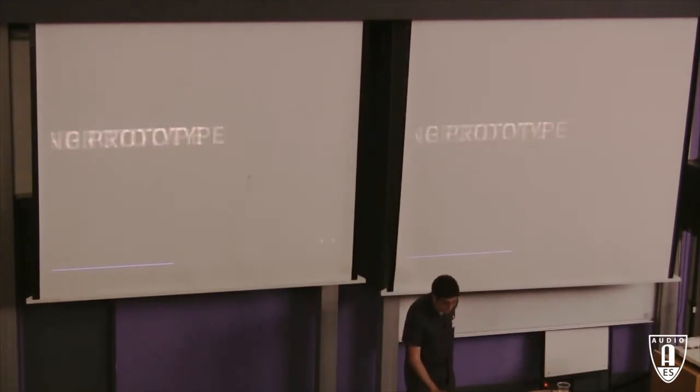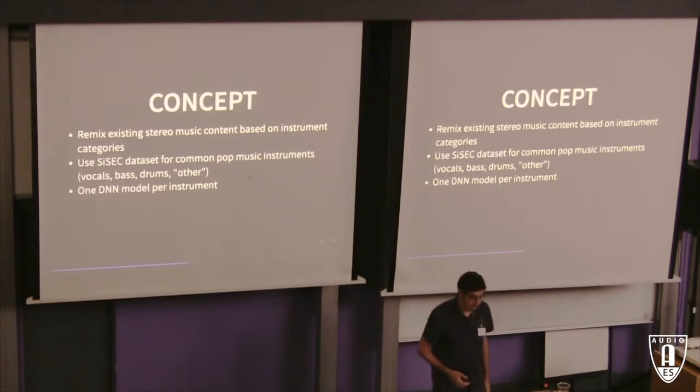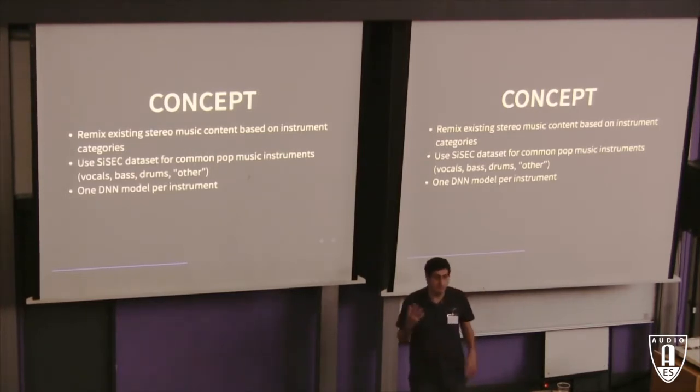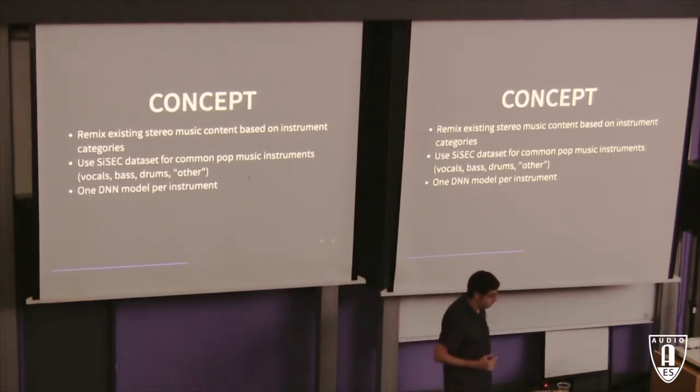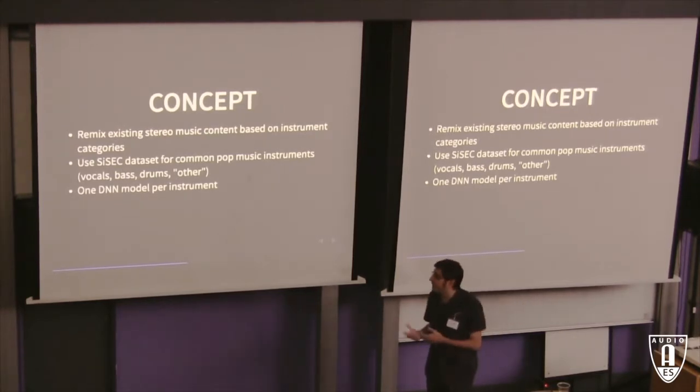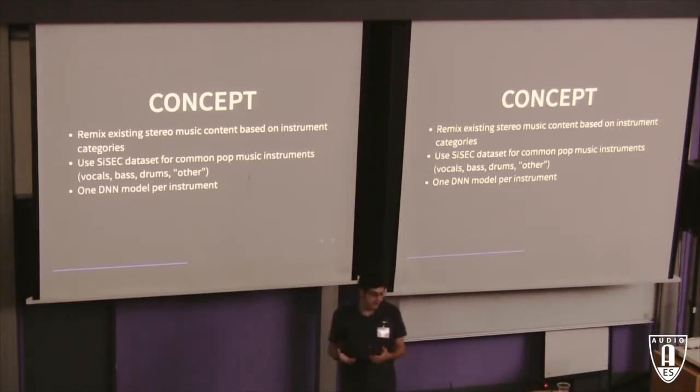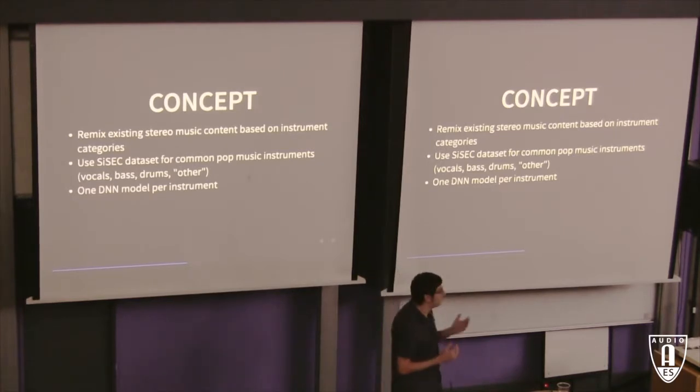I'm going to show a little bit of an application of this to remixing audio. The idea of remixing is to make one of the instruments louder or softer than the rest. And here we're using a dataset from the SiSEC challenge, which, in order to do this idea of playing with many songs, came up with general instrument categories that work for popular music: vocals, drums, bass, and other. Other is normally guitar or keyboards most of the time.